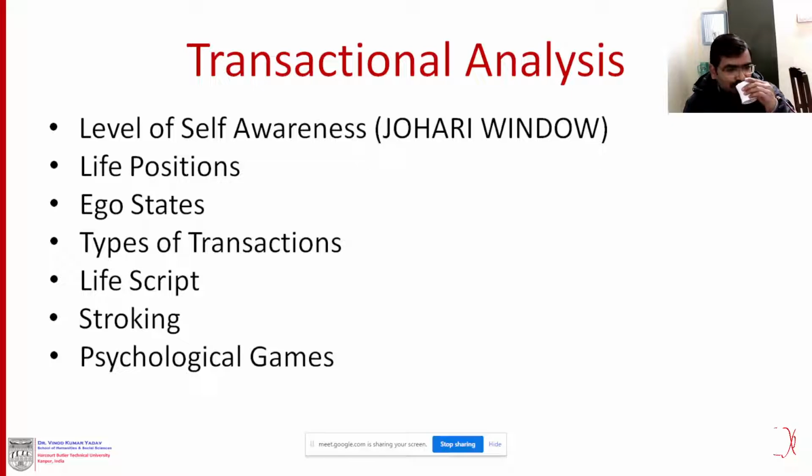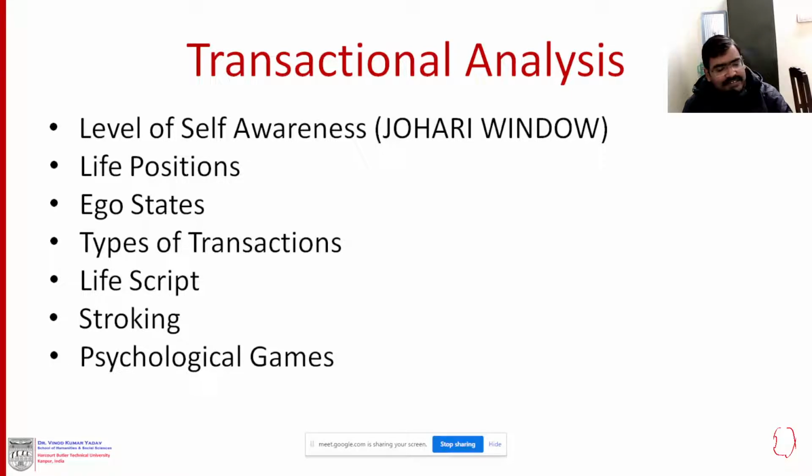Psychological games. When you are having hidden transactions, that means one social transaction and one hidden transaction, then there are psychological games, when you want to say something, but actually you say something different, with no clear message. Many times your friend says, are you playing with me? Basically, it is a psychological game.